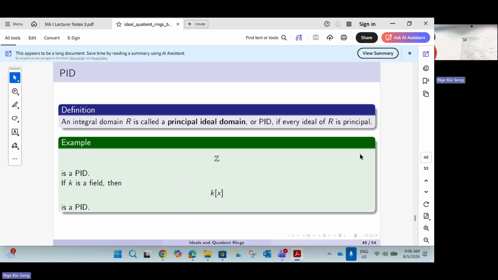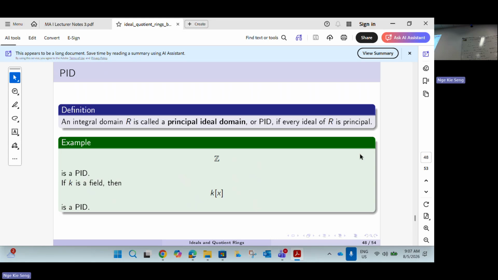Okay, next we talk about the PID, the principal ideal domain. In the textbook, we call the PID before. I put it last, because I think the PID is used for the later part. An integral domain is called a principal ideal domain if every ideal is principal.